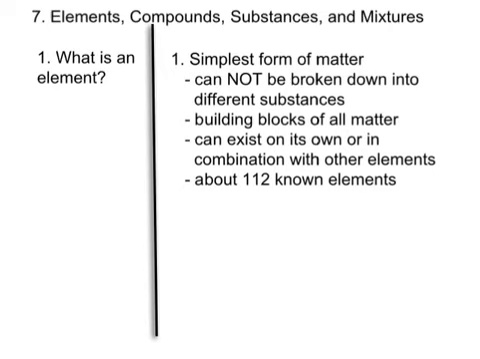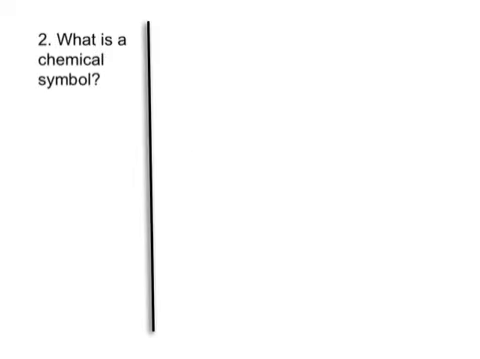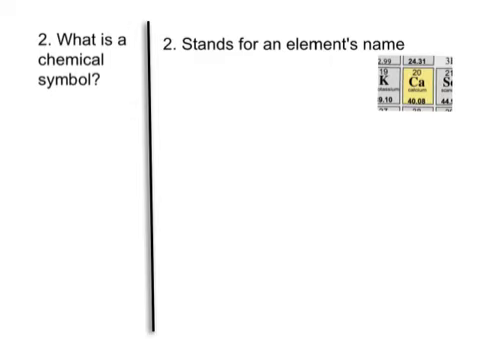Let's take a look at what a chemical symbol is, because we're going to use these when we're talking about elements. All right, so question number 2, what is a chemical symbol? A chemical symbol is a symbol that stands for an element's name.